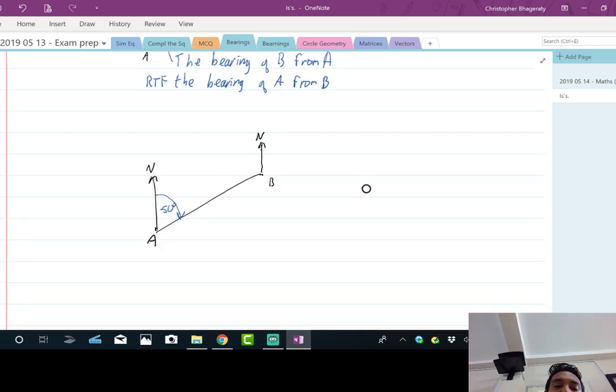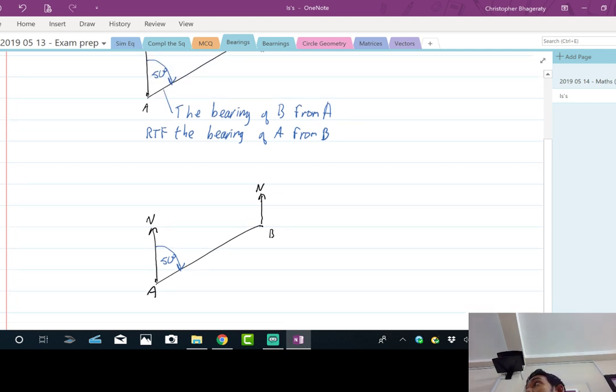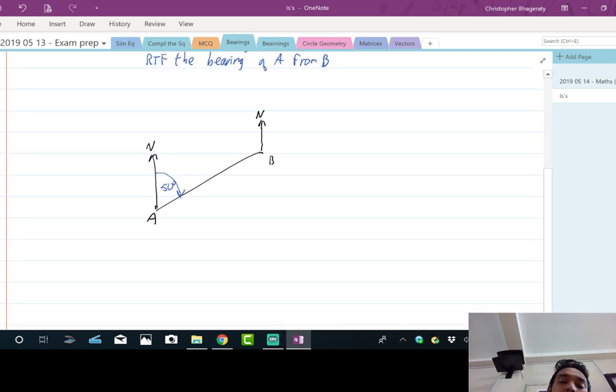The bearing is the angle between the north line at the start point and the line connecting the 2 points, going in a clockwise direction. Sorry, I forgot to say that. That's a very important aspect of bearings. You have to go clockwise from the north line until you hit the line connecting the 2 points, right? So this is the angle that we want. So how do we get it?